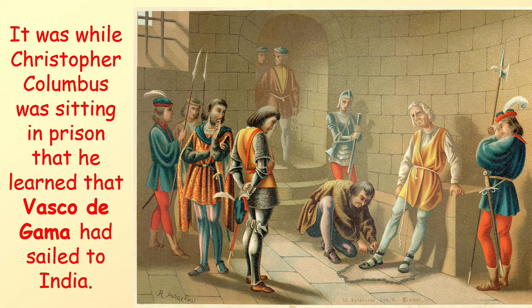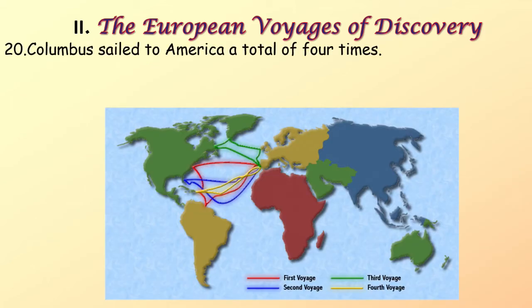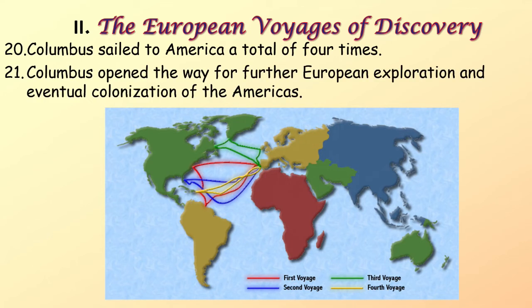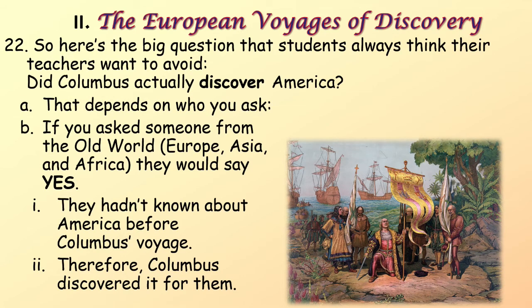And it was while Columbus was sitting in prison at the lowest point in his life that he learned that Vasco da Gama had sailed to India. Columbus believed and insisted to his dying day, which was in 1506, that he had reached Asia. He believed that he had discovered small islands off the coast of Asia. He never had any idea of what he truly had accomplished. Columbus sailed to America a total of 4 times, and Columbus opened the way for further European exploration and eventual colonization of the Americas.